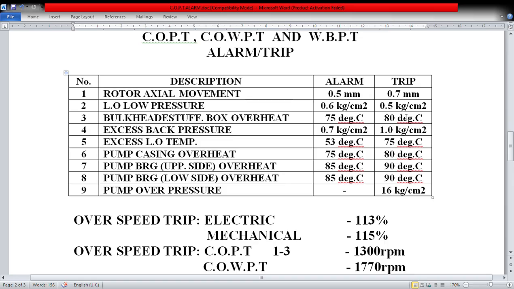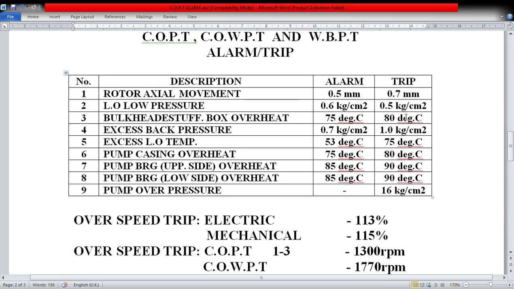Then we have bulkhead stuffing box overheat. We have also covered in that video how the penetration is there, what the seals are, and what type of seal it is. Because from the pump room the shaft comes to the engine room: generally we have the pump in the pump room, and the shaft penetrates through the bulkhead and comes to your engine room where you have the COPT turbine.